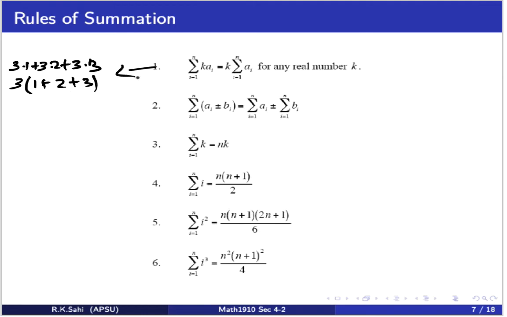So this is the idea I'm taking. I can take the constant out. Now if you're adding and subtracting 2 terms and doing a summation over this, you can basically pull them apart.